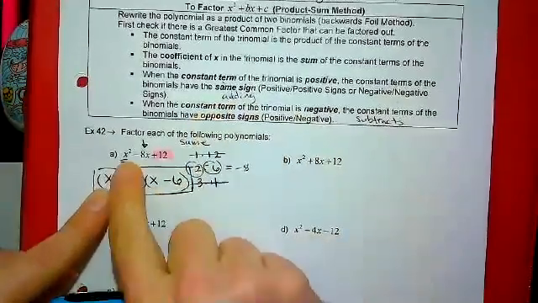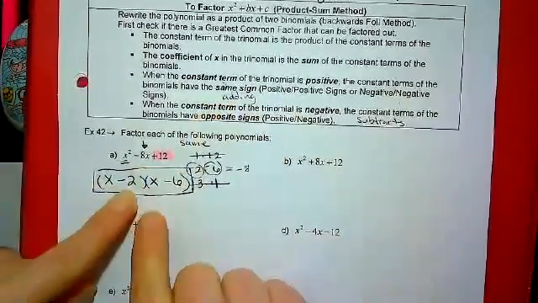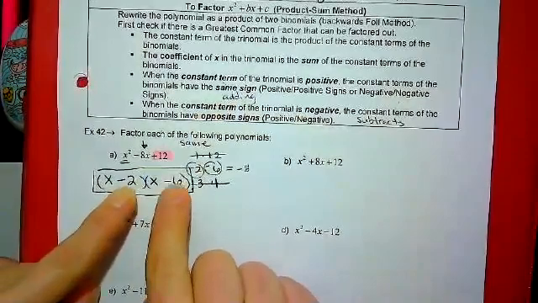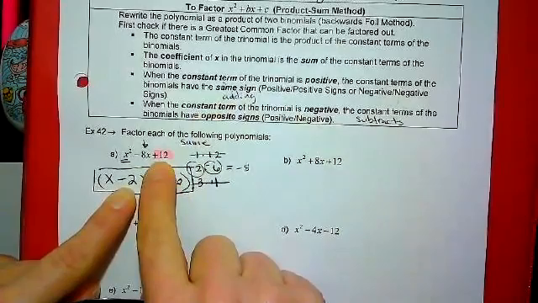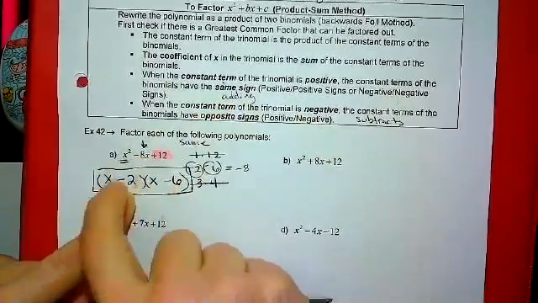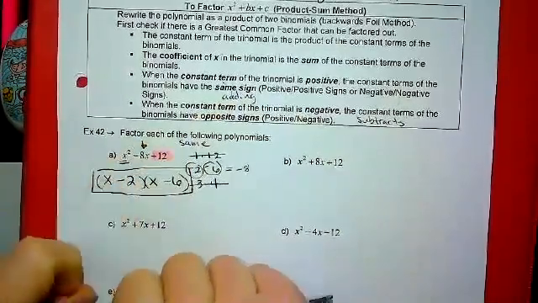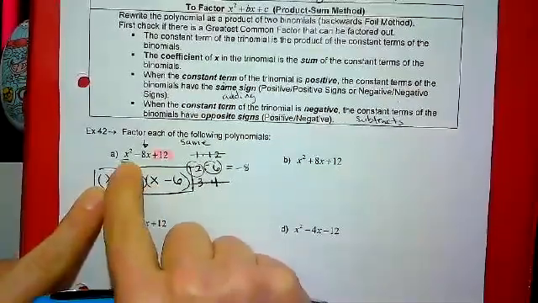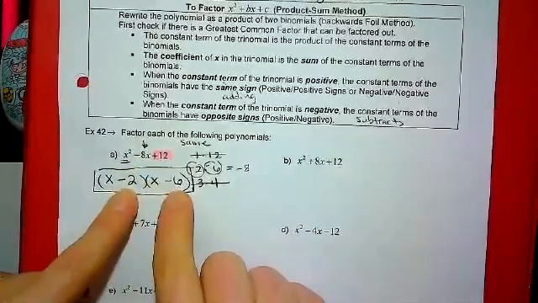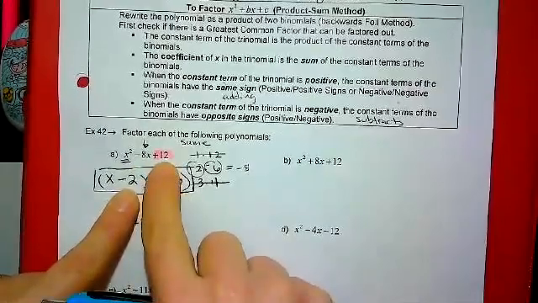You would say x times x is x squared. Negative 6 and negative 2 times negative 6, just looking at the last term, would make that positive 12. So instead of showing each step, I'm just showing you another way that you can look at FOIL. Multiply your first terms to see if it made that first term. Multiply your last terms to see if it makes a positive 12.